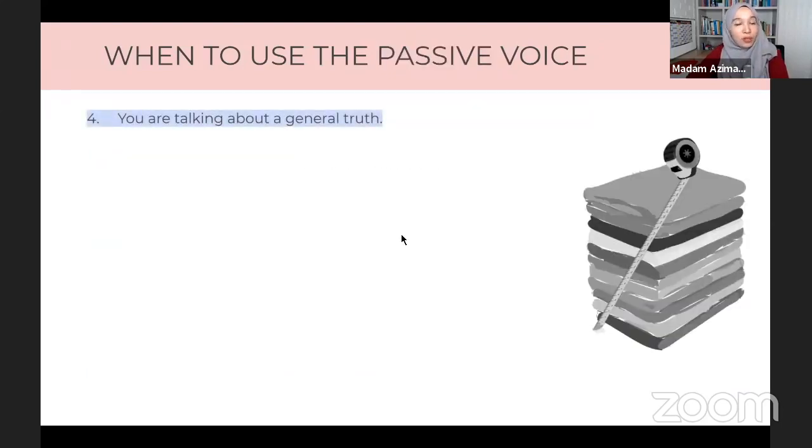Of course, you can use a passive voice when you're talking about a general truth. So just a fact, cloth is measured in yards. It's just truth. I don't want to say cloth is measured in yards by people, right?